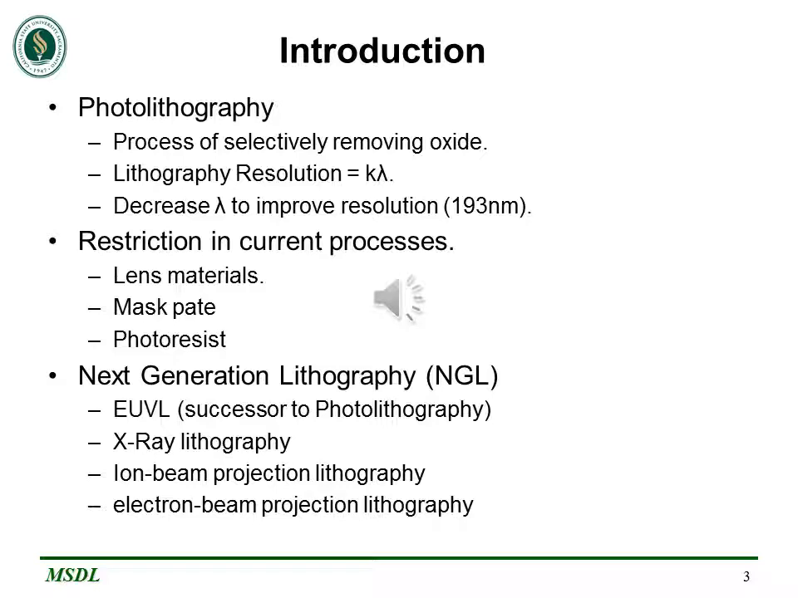But decreasing the wavelength beyond 193 nanometers started becoming a problem, as the lens material could not support it. The photoresist started absorbing the wavelength, and mask plates didn't do well either. So we had to move towards the next generation lithographic techniques. The first one is the extreme ultraviolet lithographic technique, which is the successor of photolithography. And the next are X-ray lithography, ion beam projection lithography, and electron beam projection lithography.